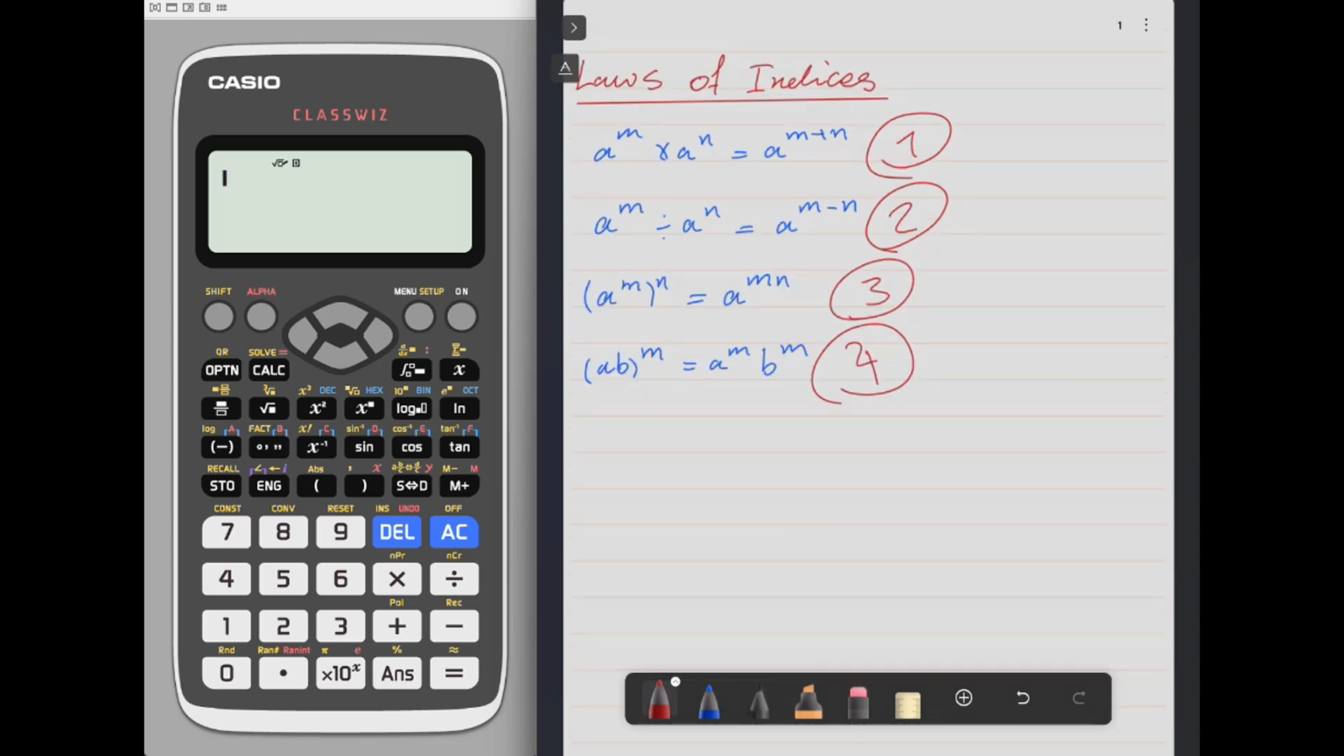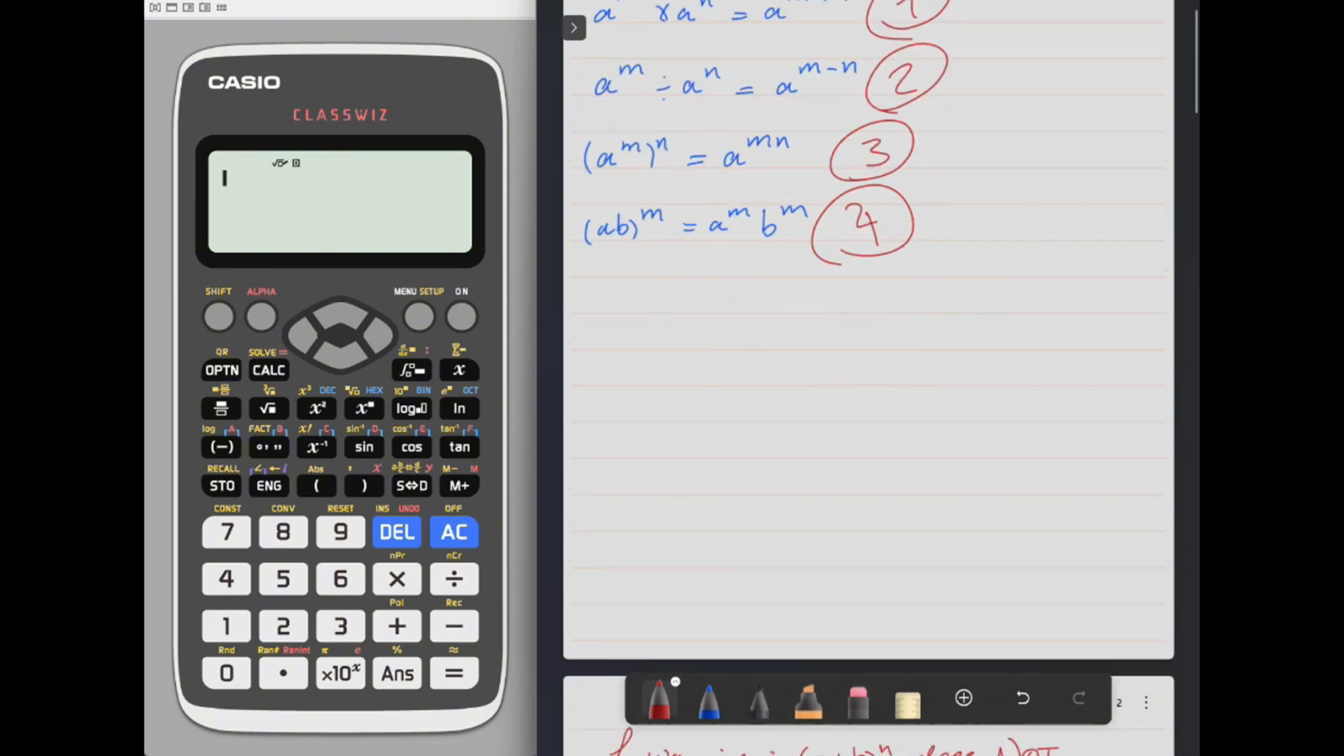(ab) to the power of m, the fourth law. (ab) to the power of m is going to be equal to a to the power of m times b to the power of m. So how does it apply to numbers? If I write 6 to the power of 3, what is 6 in prime factors? 2 times 3. So it's going to be (2 times 3) to the power of 3 again, right? This is the same. But I can expand these brackets, because here it is multiplication.